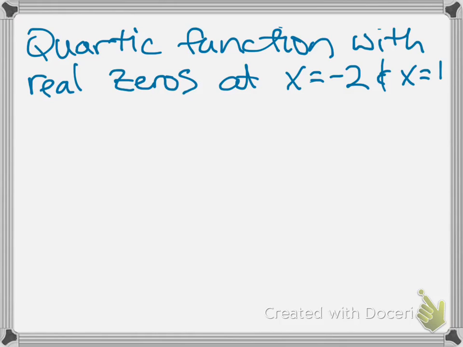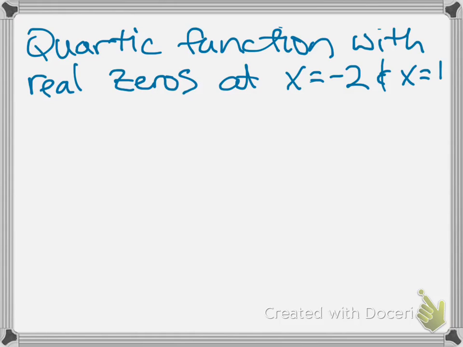That means that the function, of course, will only have two x-intercepts, one at x equals negative 2 and one at x equals positive 1. Because of the fundamental theorem of algebra, however, we know that if we have a fourth degree polynomial, there have to be 4 zeros. If 2 of them are real, that means the other 2 must be imaginary. So let's go ahead and see how we can construct this polynomial.